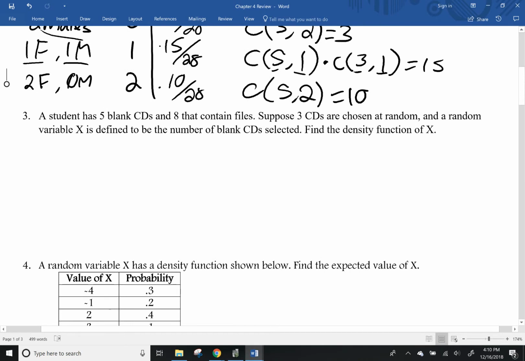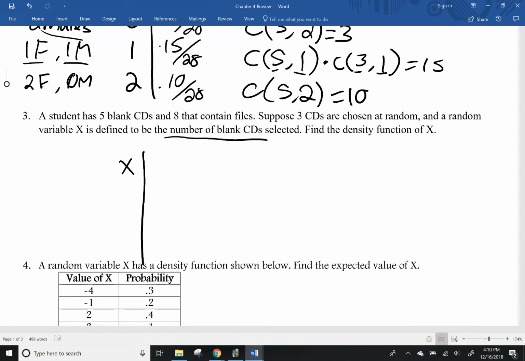Number 3, a student has 5 blank CDs and 8 that contain files. Suppose 3 CDs are chosen at random and a random variable x defined to be the number of blank CDs selected. Find the density function of x. So again, we have x and we have the probability.